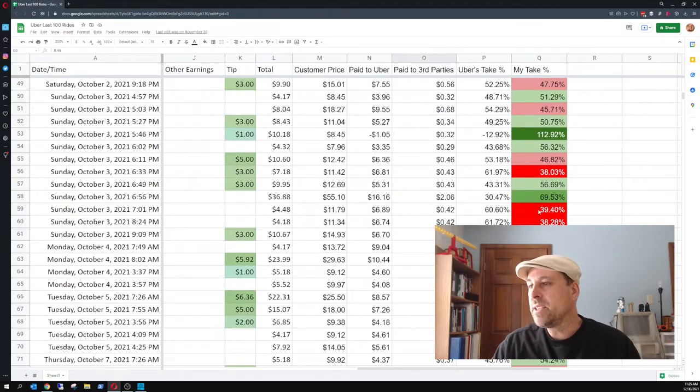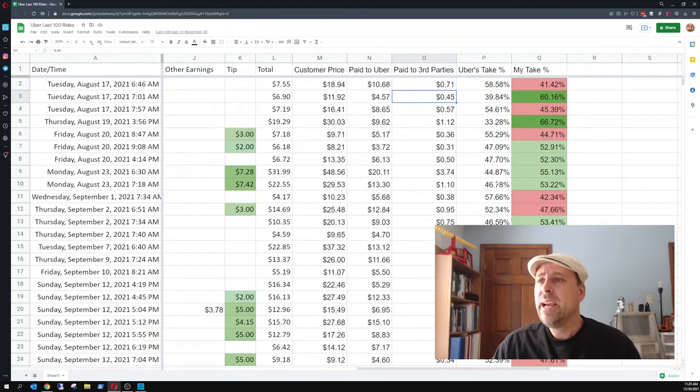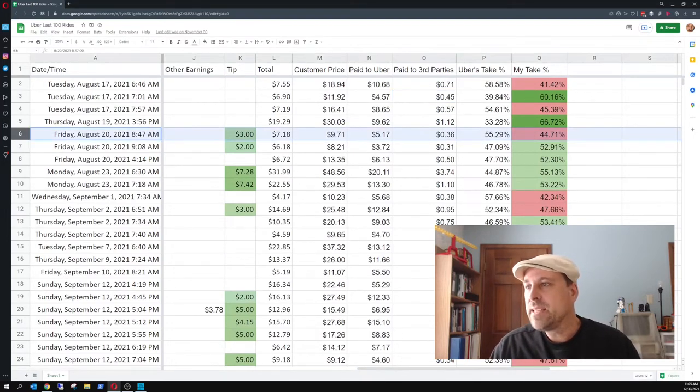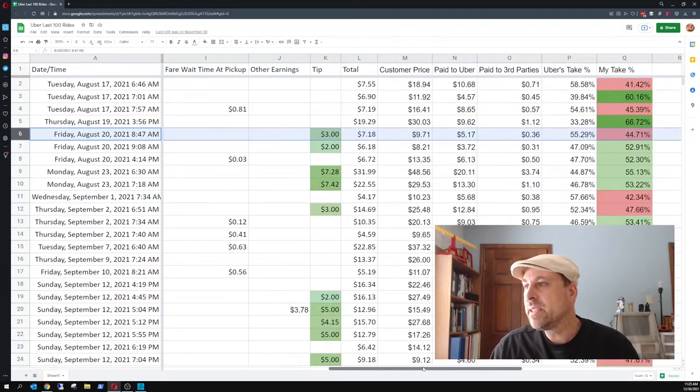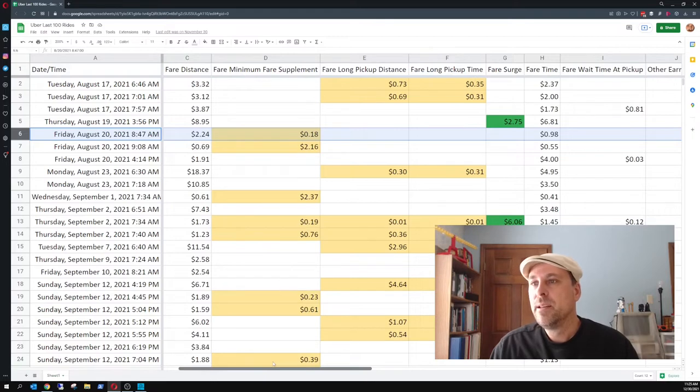And there's a number of these trips here. We'll take a look at that information as we go through the trips. Let's take a look at a trip where I got a tip. So as you can see here, I got a $3 tip on this trip on a Friday morning.